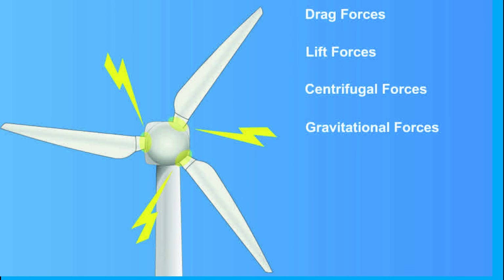The maximum stress caused by the drag forces, the lift forces, the centrifugal forces, and the gravitational forces concentrates at the joint between the blade and the hub. Therefore, the proper installation and maintenance of the joints between the root of the blades and the hub are critical to the safe operation of wind turbines.